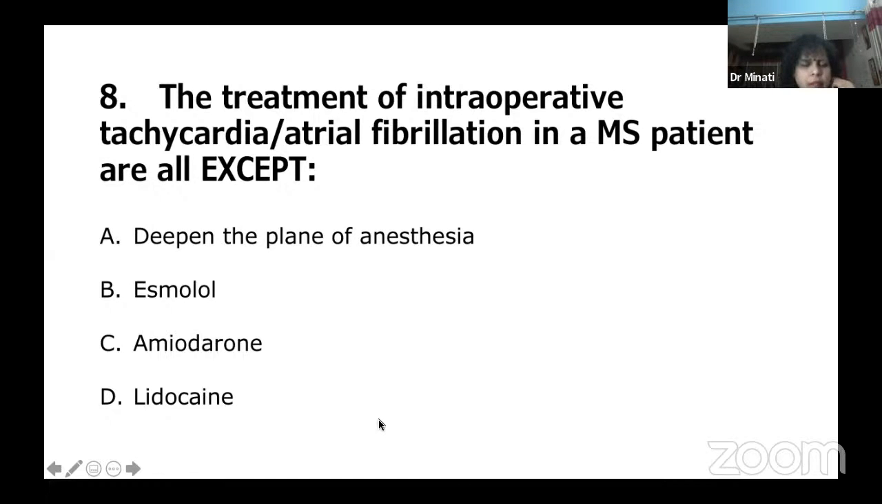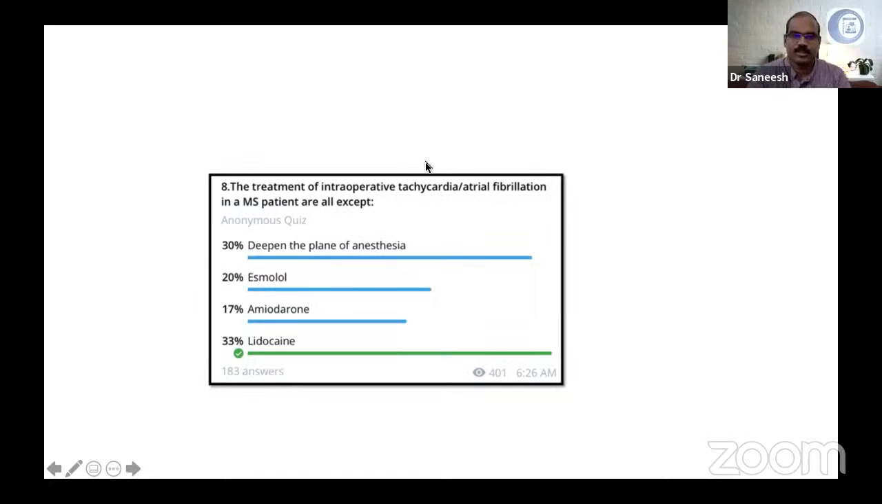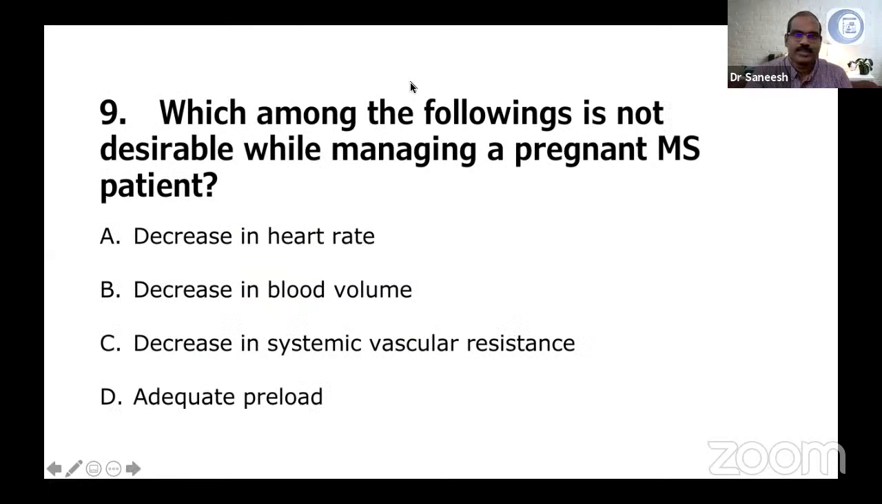And lidocaine, if you give in atrial fibrillation, it would convert the thing to ventricular fibrillation. So it is contraindicated in case of atrial fibrillation. So if atrial fibrillation with severe hemodynamic instability, you have to get a defibrillator and apply, starting with 200 joules external defibrillator. Let's see how the Telegram group responded. I think in that one, only 33% hit the right answer. Okay, fine. So we have only 2 more questions.